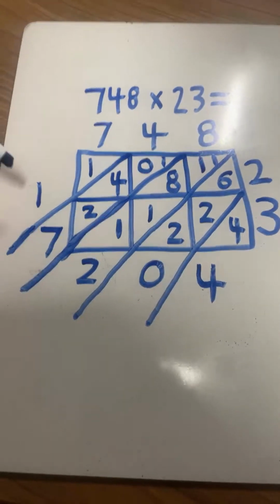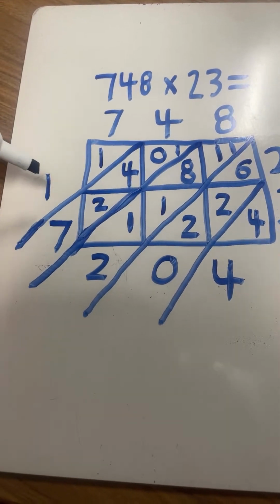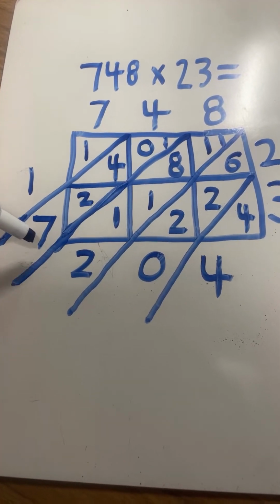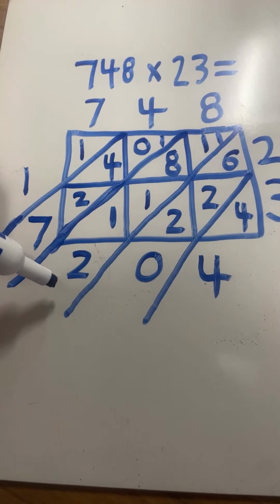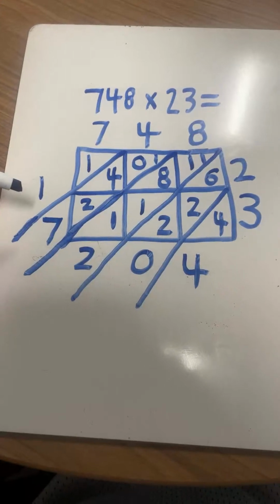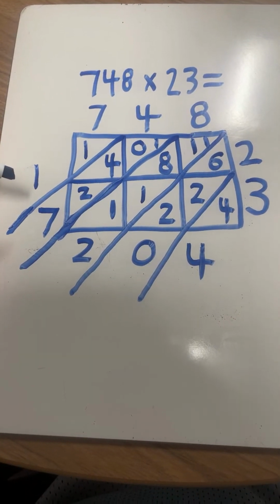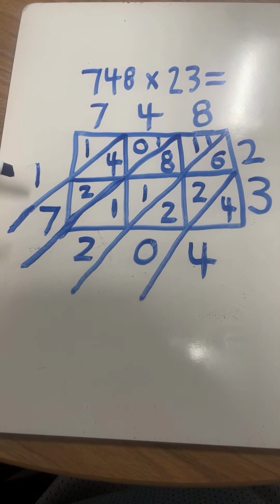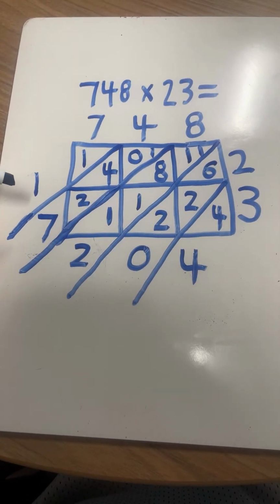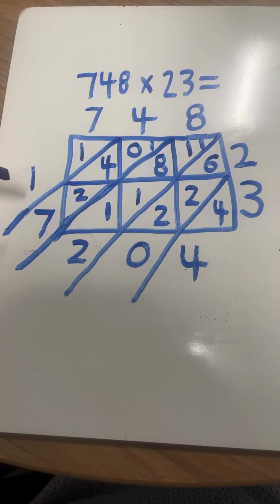So next, we have to read the number from left to right. So we have a 1 in the 10,000s place. We have a 7 in the thousands place. We have a 2 in the hundreds place. We have a 0 in the tens place, and we have a 4 in the ones place. So our answer is 17,204. 748 times 23 equals 17,204.